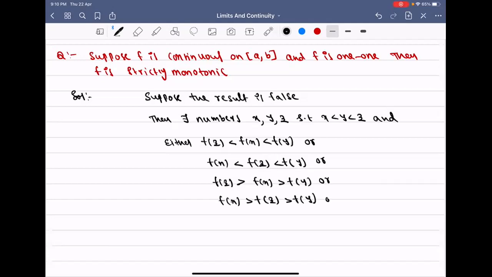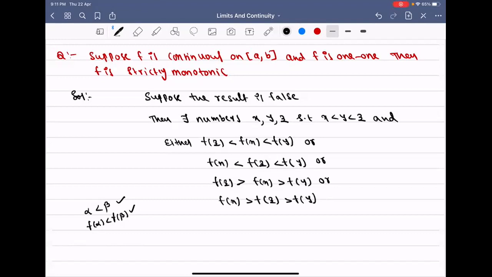Clear? If x is less than y is less than z, and it is strictly monotonic, then the condition is what? When we say monotonic, if alpha is less than beta, then f(alpha) is less than f(beta), then it is strictly monotonic, increasing. But you can reverse this. Suppose the result is false, that's why for x less than y less than z, any of these four things are true.